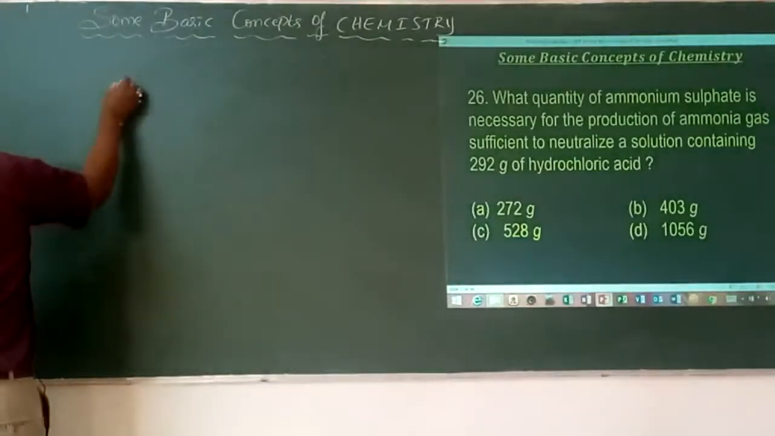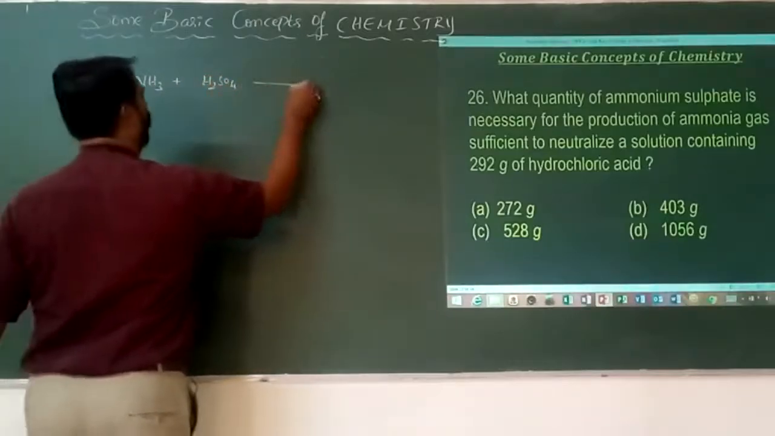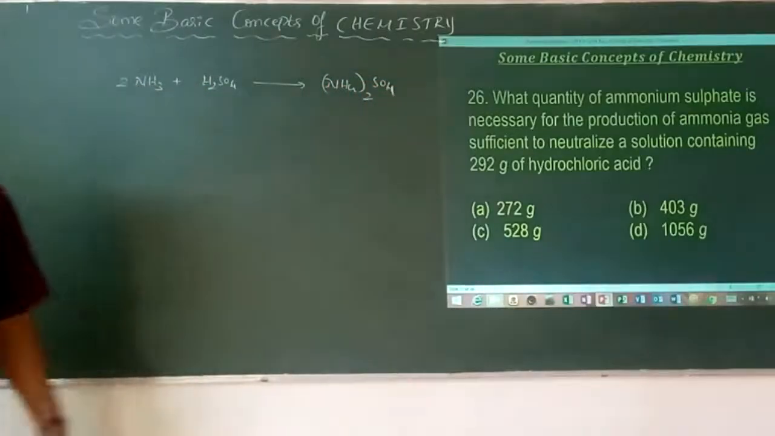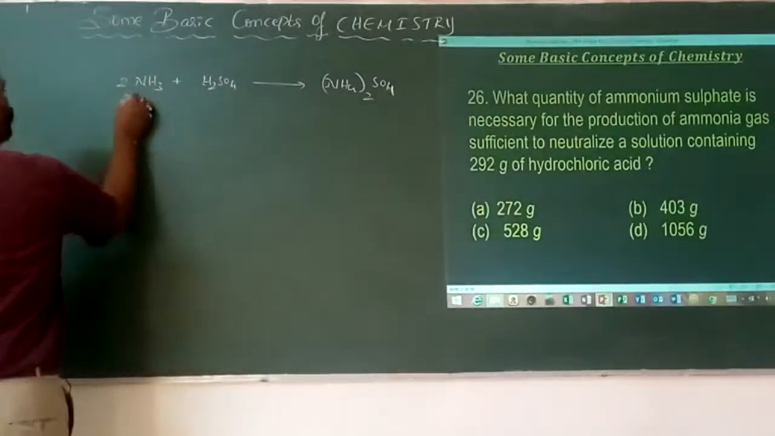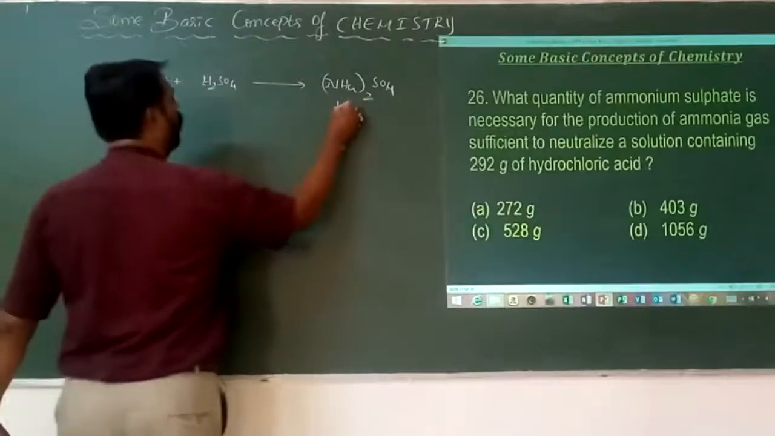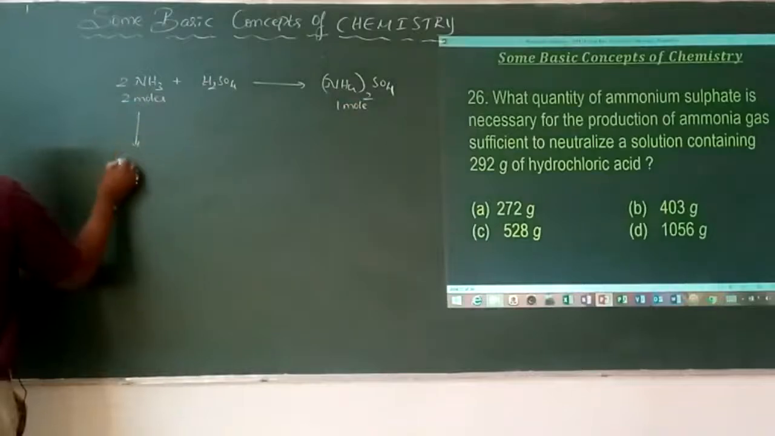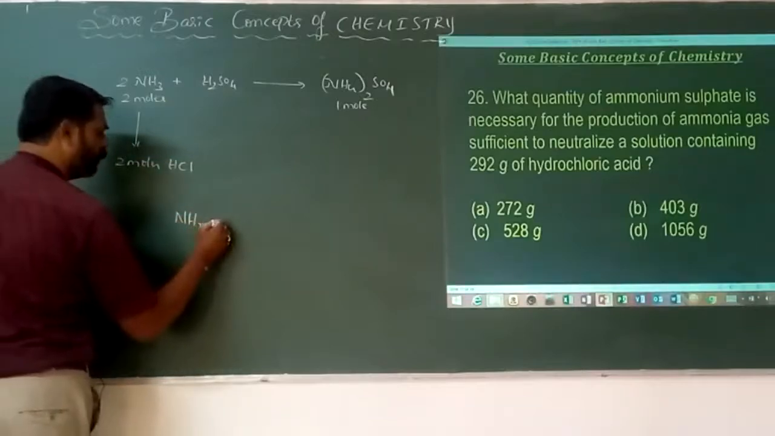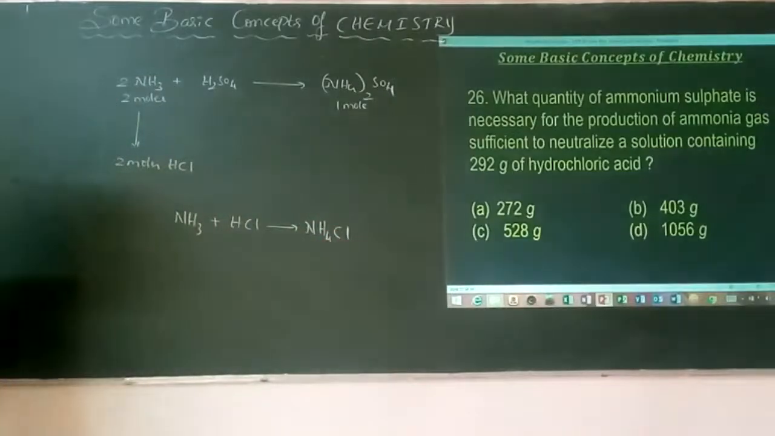So here, ammonia is a base, sulfuric acid is an acid, to form ammonium sulfate. How is ammonium sulfate obtained? By the neutralization of ammonia and sulfuric acid. So here 2 moles of this is equivalent to 1 mole of this. This is equivalent to 2 moles of HCl. Why? Because NH3 plus HCl gives rise to NH4Cl. This is a concept.